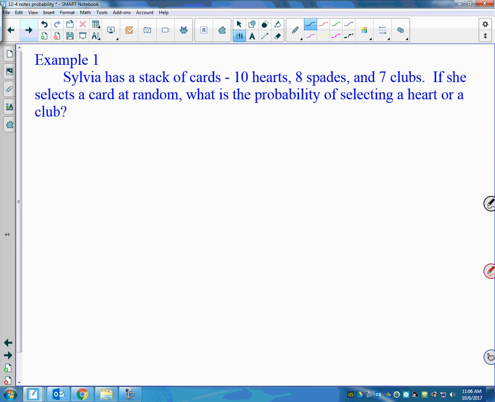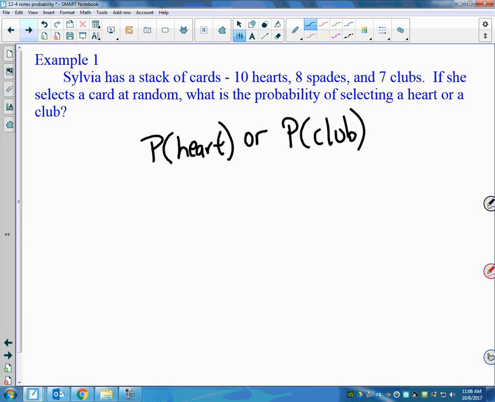So this is not a full deck of cards. Sylvia only has a stack of cards. She's misplaced a lot of them. She has 10 hearts, 8 spades, and 7 clubs. If she selects a card at random, what is the probability of selecting a heart or a club? And I really like writing it out. I like to say, okay, she's selecting the probability of selecting a heart, or, I'm going to write it that way for a minute, the probability of selecting a club. I would draw that if I can, but I can't, so I'm going to write the words.